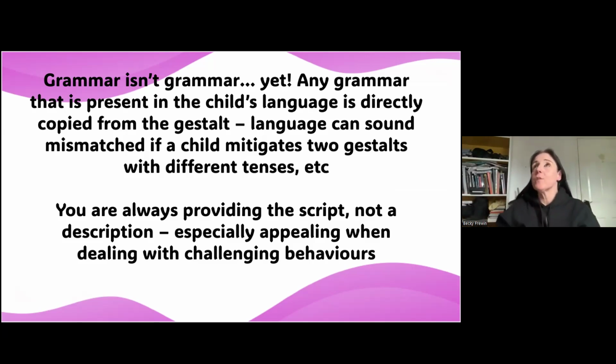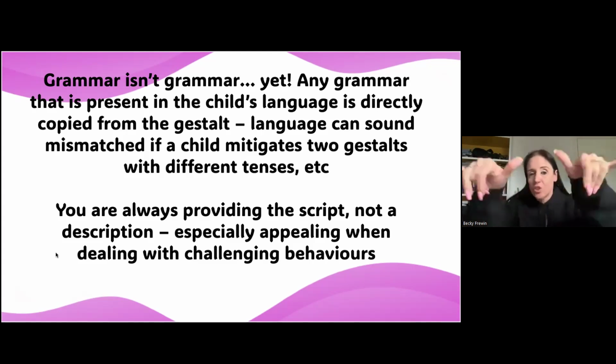So it used to be, as speech and language therapists, before we knew about Gestalt language processing, that we'd go, oh yeah, they've got past tense, they've got plurals, they've got conjunctions, they've got everything, but why can't we make sense of what they're saying? So grammar isn't true grammar. And actually, this is why sometimes stage two language sounds really mismatched, because if a child mitigates two gestalts with different tenses, for example, one part with present tense and one with past tense, it can sound a bit clunky and mismatched, and I can't work out why. It's because they're not altering the grammar to fit, because the grammar to them isn't grammar yet. It's just two chunks that are copied.